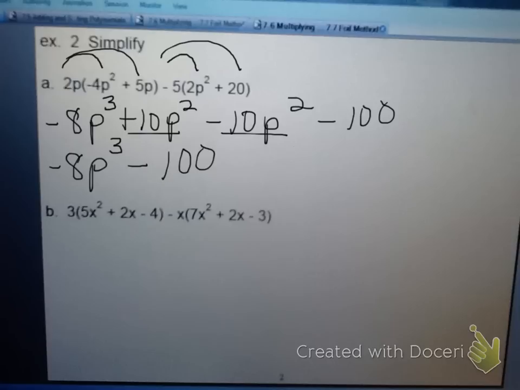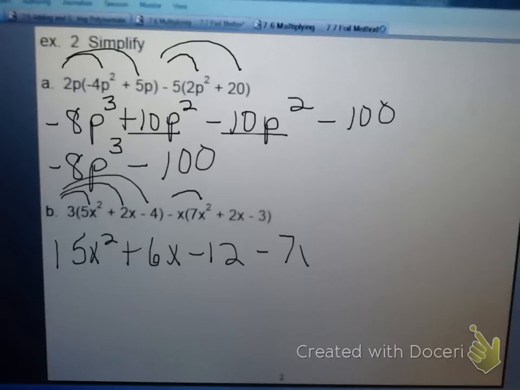Example 2b, we're going to do the distributive property. 15x squared plus 6x minus 12. And again, we have to do the distributive property, multiply negative x times everything. So that's negative 7x cubed minus 2x squared plus 3x.